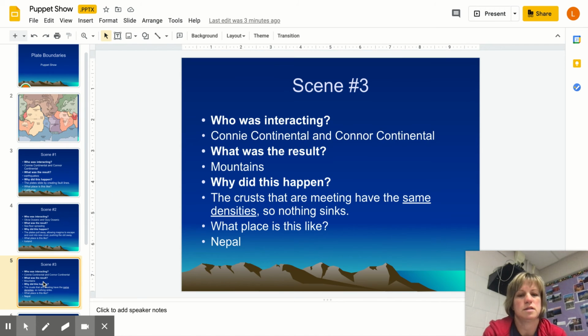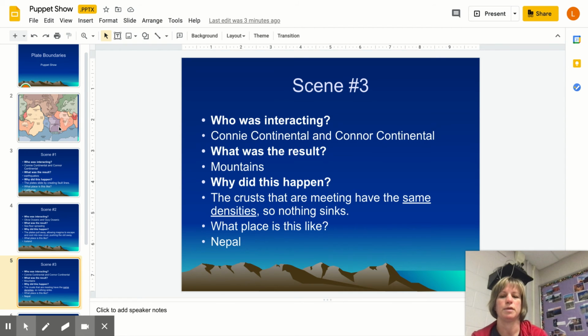Now, checking your work on scene 3, Connie Continental and Connor Continental met back up, but this time their date went better. This time they made mountains. Now, be careful on the why. You must have these two underlined words added if you need to. The crusts are meeting, or you could say pushing together, but because it's both continental crusts, they have the same density, so nothing sinks to turn into magma, and you get mountains. This is like Nepal, which you could have also said Mount Everest.